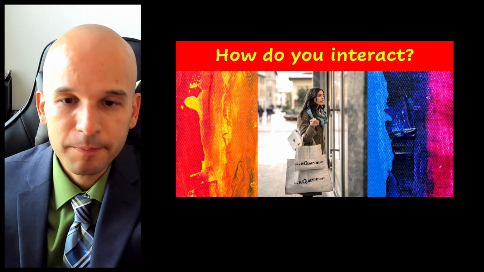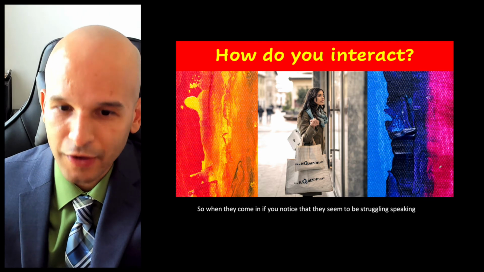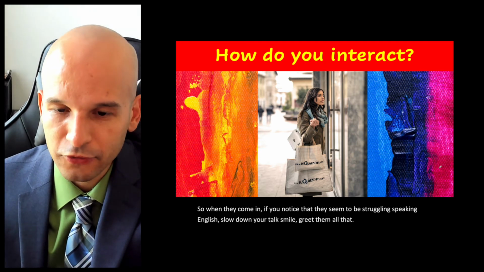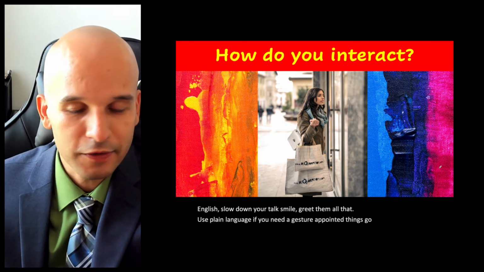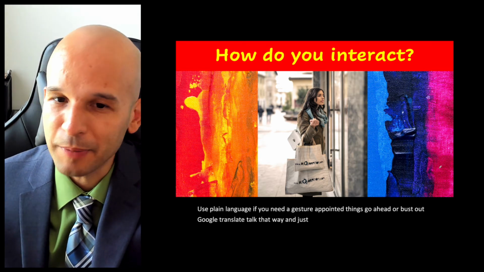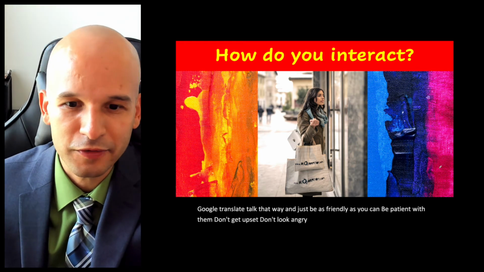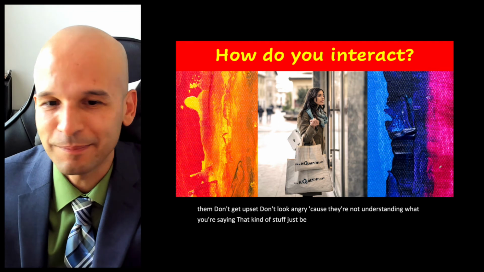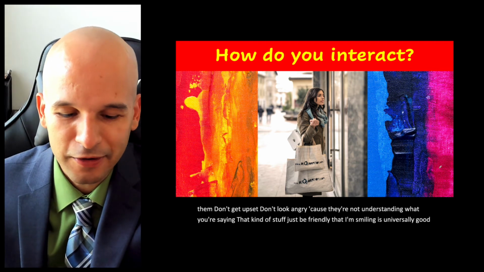Okay, so when they come in, if you notice that they seem to be struggling speaking English, slow down your talk, smile, greet them, all that. Use plain language. If you need to gesture or point at things, go ahead. Or bust out Google Translate and talk that way. And just be as friendly as you can. Be patient with them. Don't get upset. Don't look angry because they're not understanding what you're saying. Just be friendly the whole time. Smiling is universally good. Smile at them and just have a great interaction.